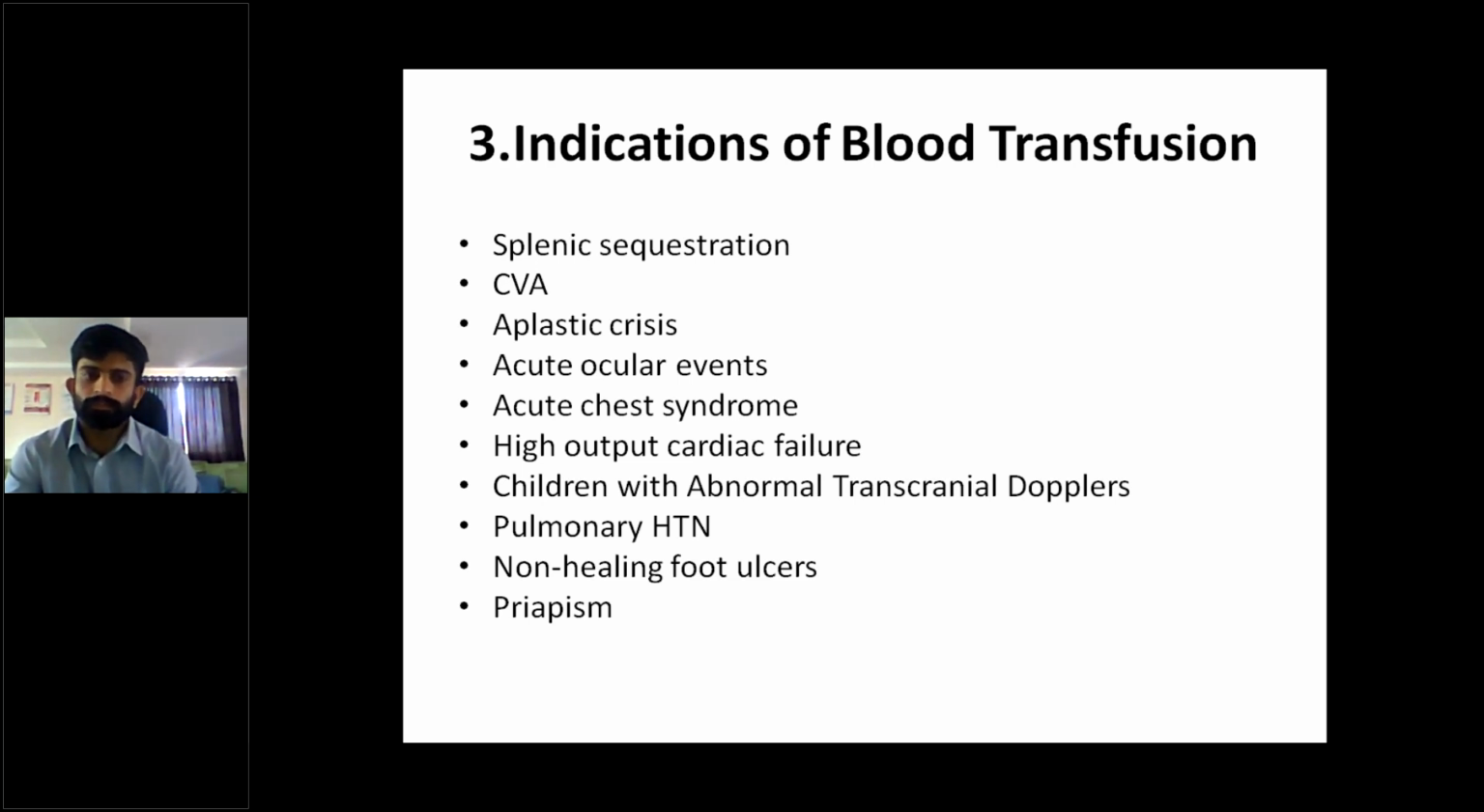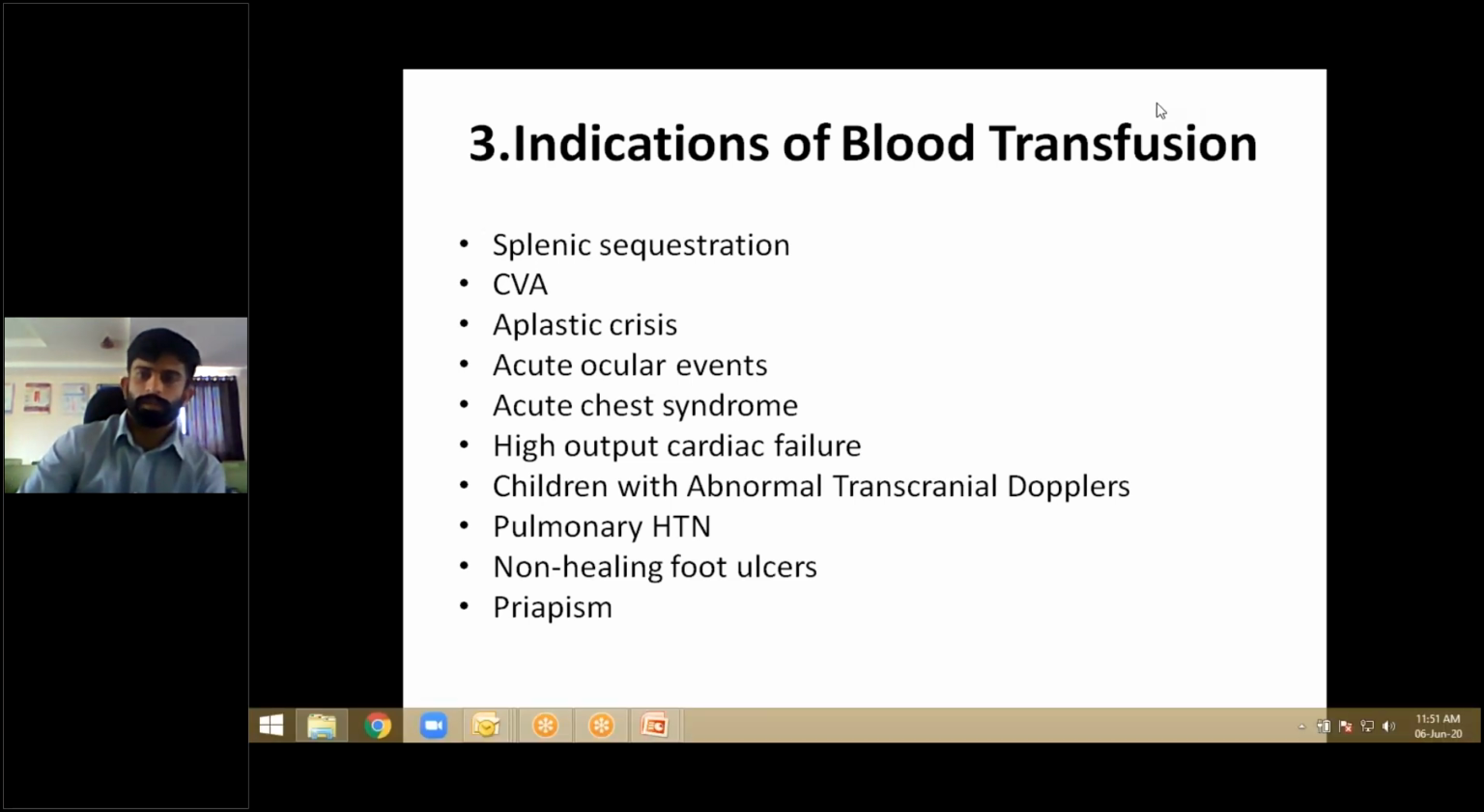Any acute ocular event which may lead to bleeding in the eye. Acute chest syndrome definitely requires blood transfusion. High output cardiac failure, not low output, high output cardiac failure requires blood transfusion. But you have to give a loop diuretic obviously along with the transfusion to prevent cardiac overload. Children with abnormal transcranial Dopplers, you have to look for any abnormality in the brain, they require blood transfusion. Pulmonary hypertension, you require blood transfusion. Non-healing foot ulcers require blood transfusion. And priapism, they all require blood transfusion. So these are the indications for blood transfusion.